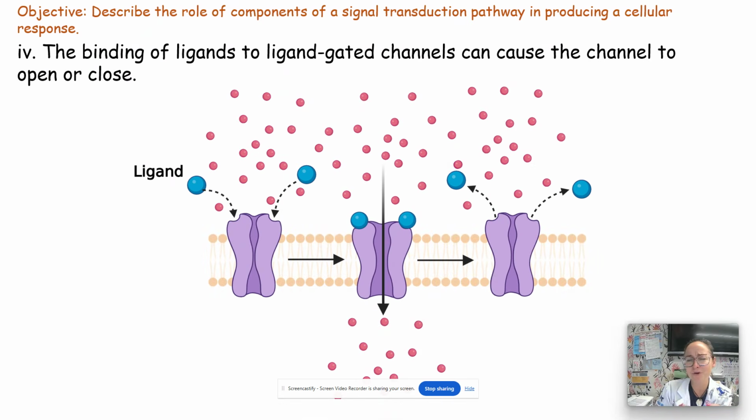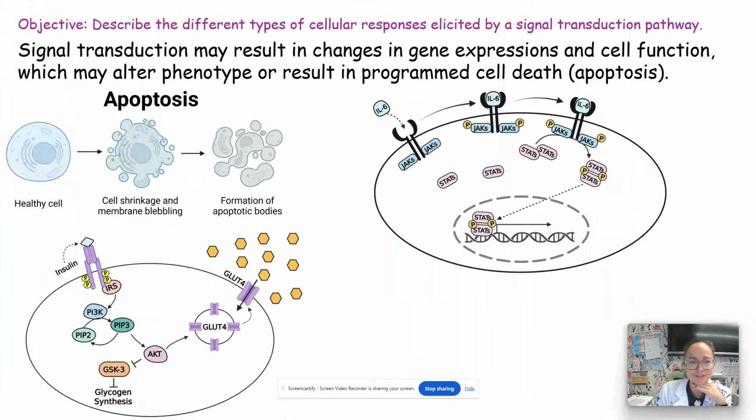So it really has more to do with the nervous system, but these are ligand-gated ion channels that can change the overall charge within a cell depending on if the ions are flowing in or out, or if they're positively or negatively charged ions. Okay, signal transduction pathways may result in changes in gene expression, which we can see in the top right up here.